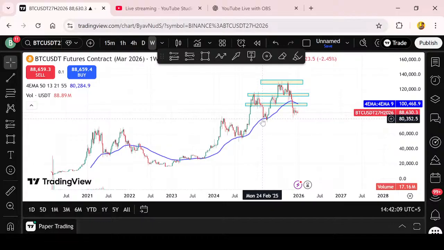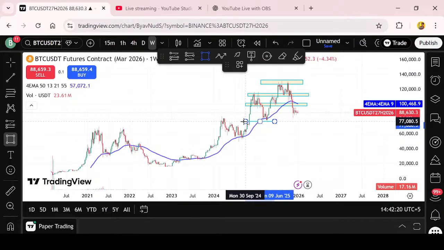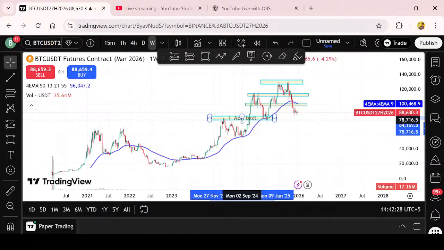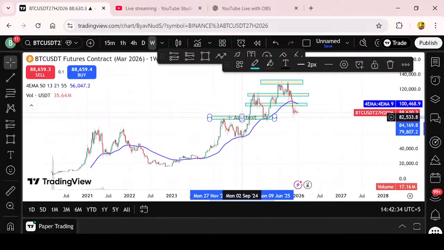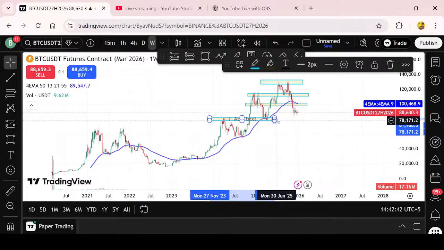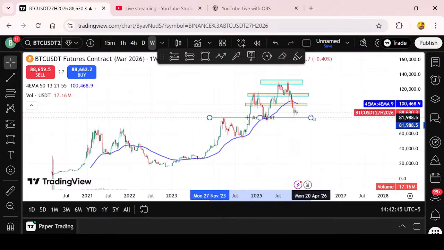Okay, so this is one more resistance, support here. These are the resistance marks, and this is the support marks here. We can't go far, and now yeah, this is a support.